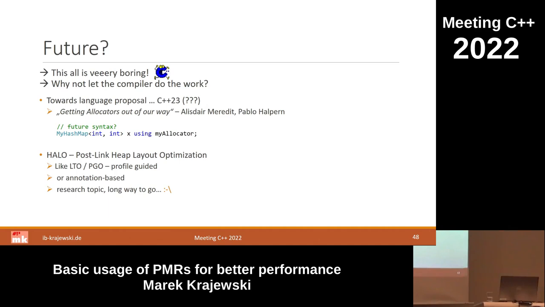Allocator stuff. Wow. Even better. Why can't we forget about all that? Compilers are optimizing things. Let the compiler optimize the heap layout of a program, so it's performant. And we could do it like with LTO, PGO, profile guided or annotation based, and work on it is underway, but only in the research community. So it's a long way to go. So that's it. Question time.